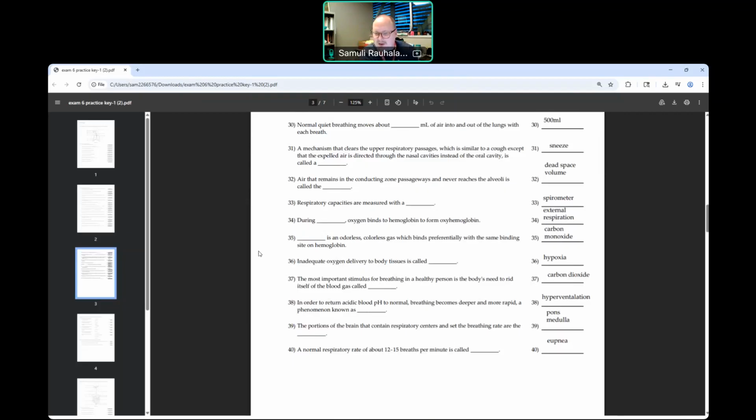Returning back to the phases of respiration, at the level of lungs, when oxygen moves from alveoli to the pulmonary capillaries and simultaneously carbon dioxide from the blood in pulmonary capillaries into alveoli, that was known as external gas exchange or external respiration.